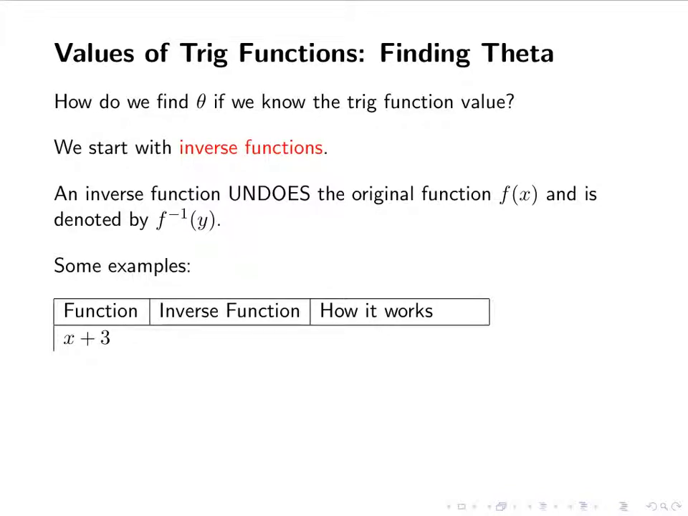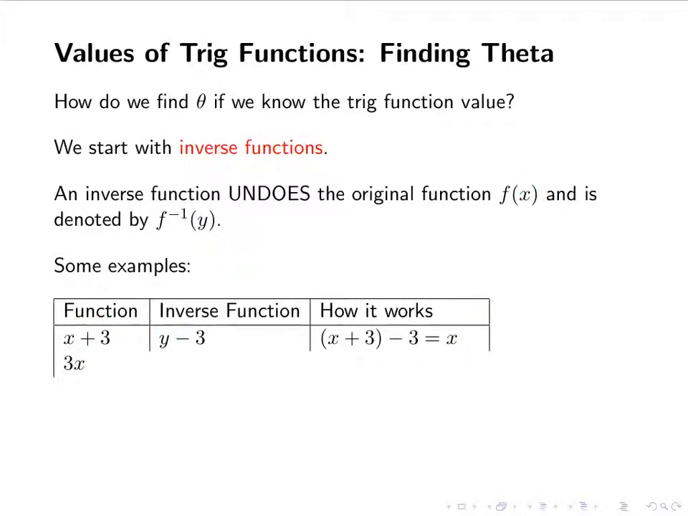Our function is x plus 3. So the question is, how do I undo that? I undo that by subtracting 3. And how it works is I plug in my function into my new variable inside my inverse function. So the function x plus 3 gets inputted into the y in the inverse function. And x plus 3 minus 3 equals x. So I have back my original variable x.